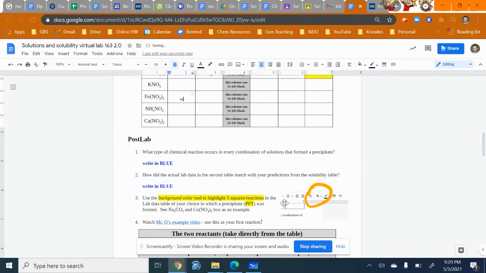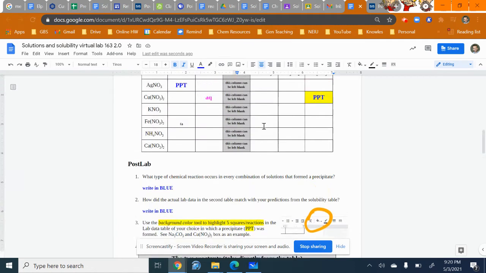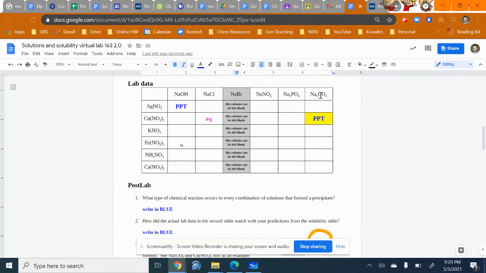I could add an AQ there if I wanted to, but it's not necessary because I have it in the aqueous product label. So let's check the other combination. Now I'm going to look at CO3 here, so CO3 and Cu, to find my other combination.